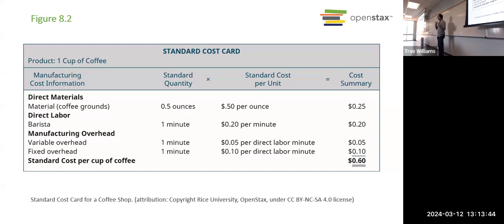Okay, now we know what our standards are. So now we can check our actual costs and see how they compare to these standards, right? And see, are the results favorable or unfavorable?